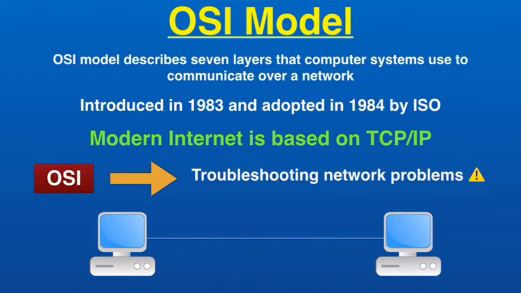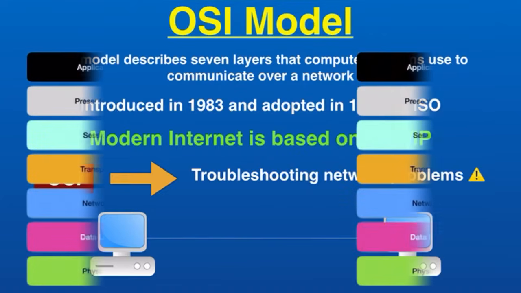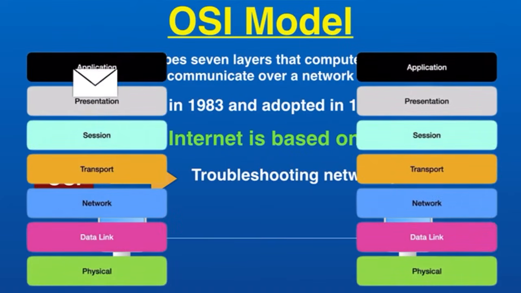So how does data flow through the OSI model? For human readable data to be transferred over a network from one device to another, data must travel down the 7 layers of the OSI model on the sending device and then travel up the 7 layers on the receiving device. Alright, so this was a brief introduction. Let me explain the 7 layers one by one.